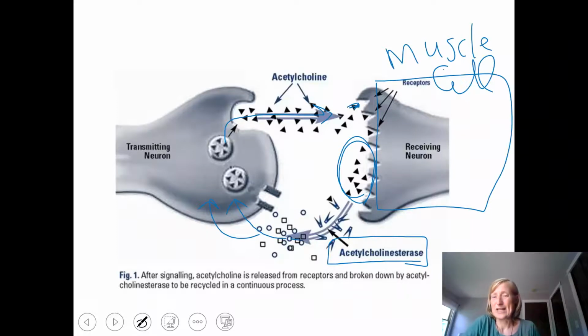DFP is a nerve gas that binds to acetylcholinesterase and prevents it from functioning. If this doesn't work, we get a buildup of acetylcholine inside the synapse, causing our muscle cell to stay permanently contracted. And this happens in our lungs, and our lungs can't move, they can't change shape, and we can't breathe. And that's horrible. So that's just an example of a competitive inhibitor of acetylcholinesterase.